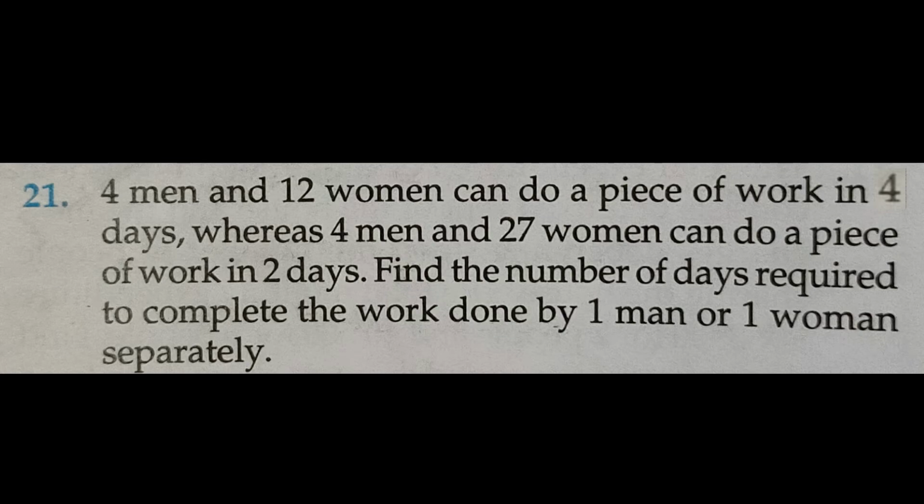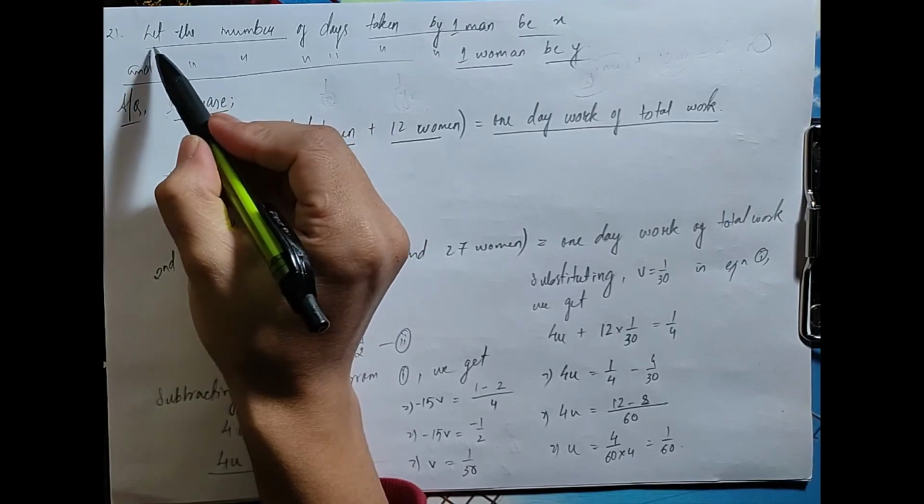Let us see one more question. 4 men and 12 women can do a piece of work in 4 days, whereas 4 men and 27 women can do a piece of work in 2 days. Find the number of days required to do the work by 1 man and 1 woman separately. Let us see the solution.